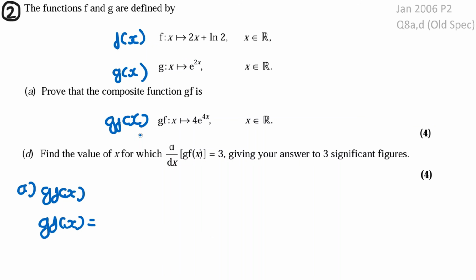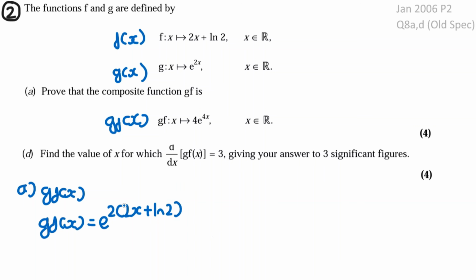So gf of x is going to be g of x, which is e to the power of 2x, but x is replaced by f of x. Rather than this being x, it's going to be this function, so 2x plus the natural log of 2, like this here, and we need to prove that this can be simplified to 4e to the power of 4x.